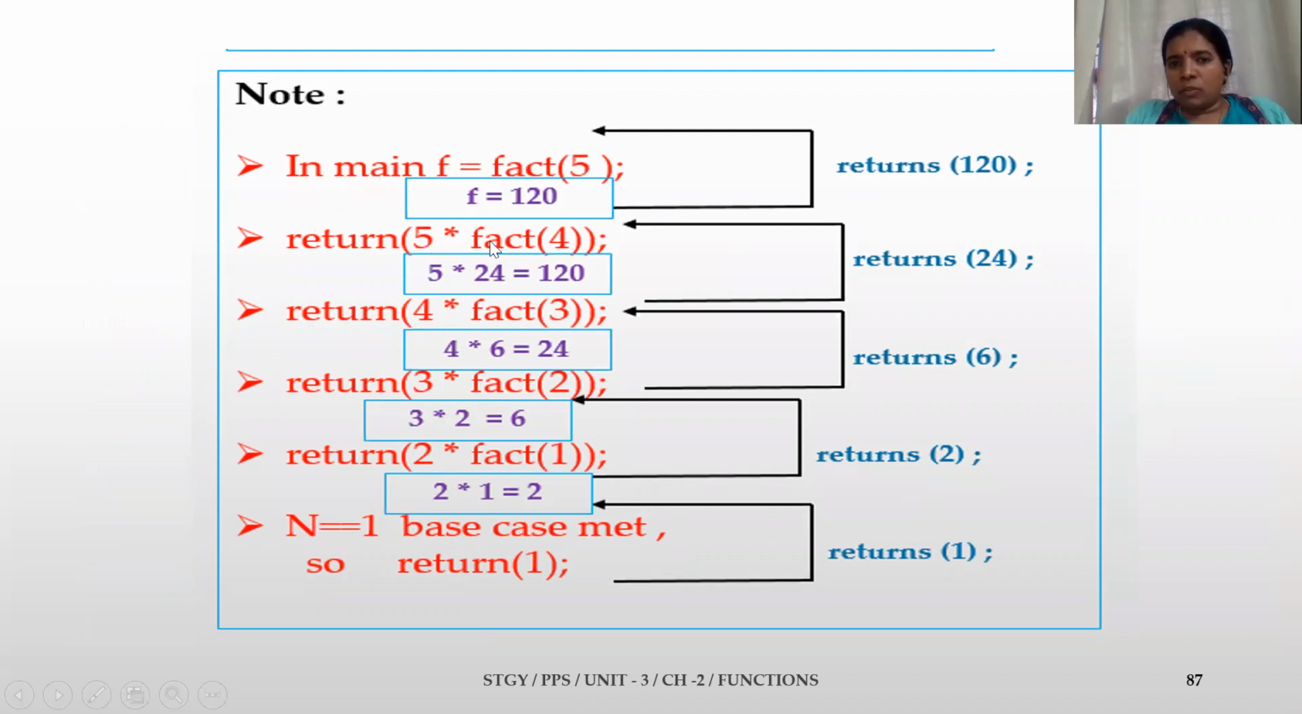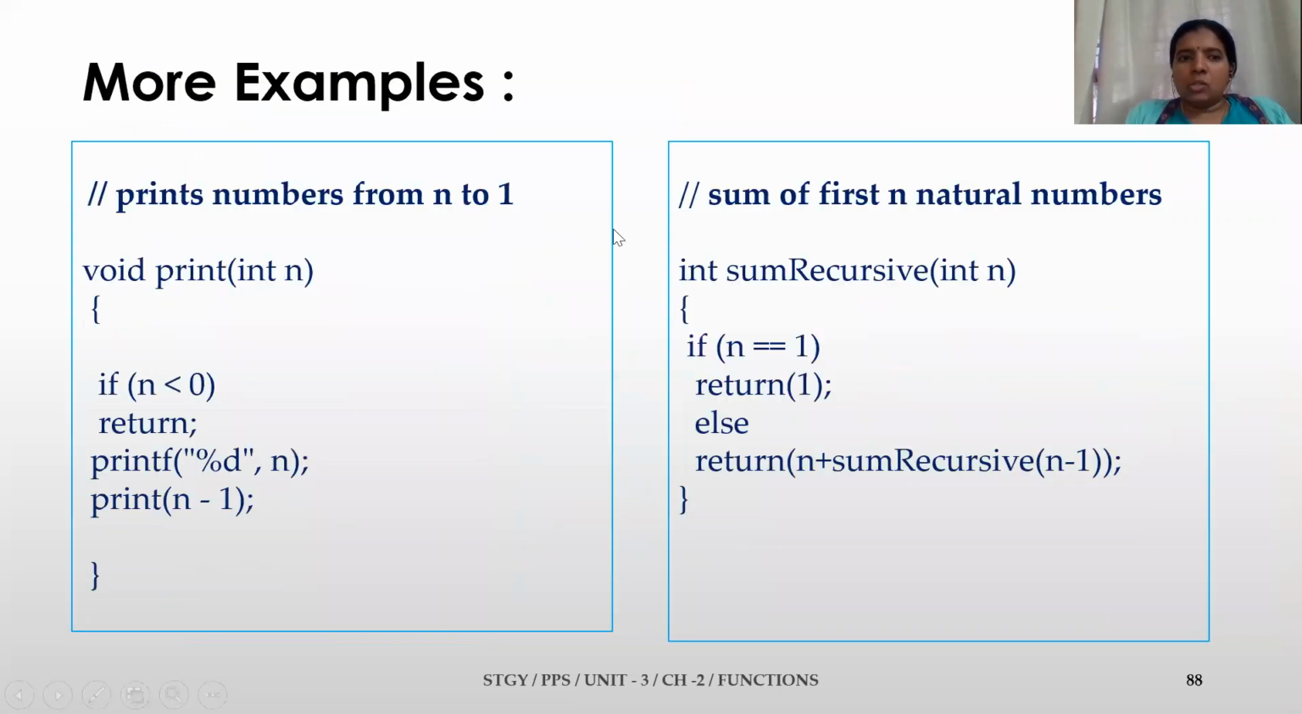5 is not equal to 0, so 5 into fact of 4. 4 again calls 4 into 3, like this. And values are returned recursively to the calling function, finally getting the value 120. So let's take up a few more examples about recursion.